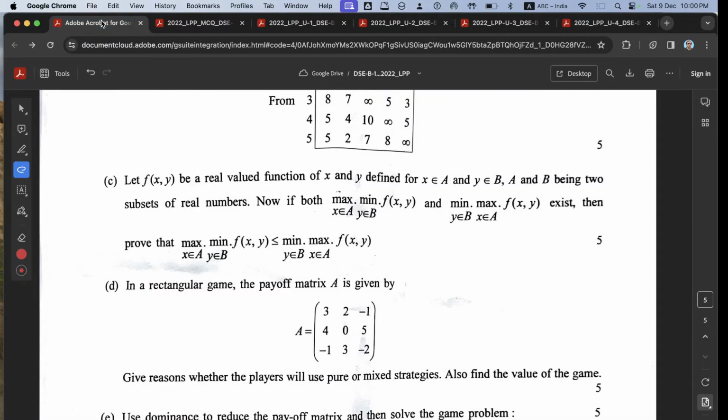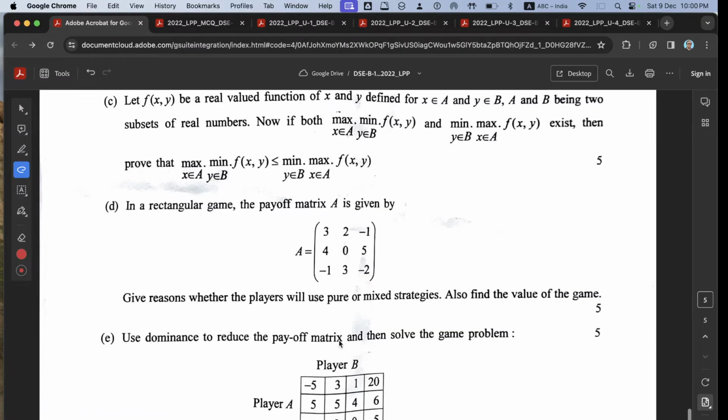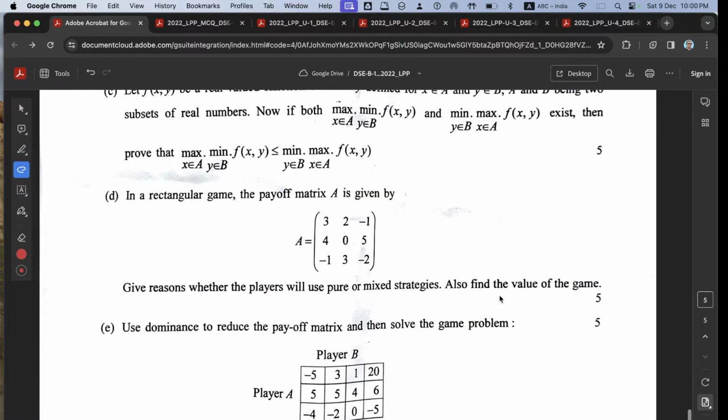Question 5D. In a rectangular game, the payoff matrix is given by this. Give reason whether the players will use pure or mixed strategies. Also find the value of the game.